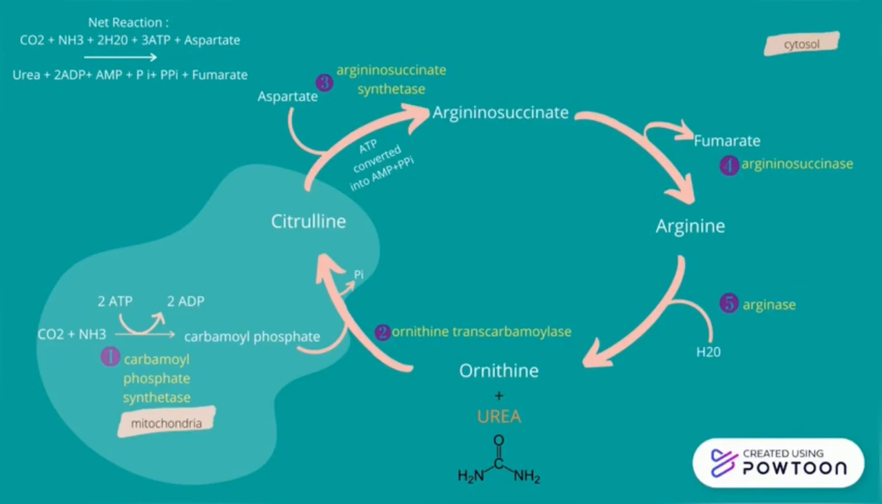So in the urea structure, we can see that the carbon comes from carbon dioxide in the first step. Remember that carbon dioxide in our body is actually in the form of bicarbonate. Next, the oxygen is from water in the 5th step. Then, the first amino group is from ammonia in the 1st step, and lastly, the second amino group is from the aspartate in the 3rd step.